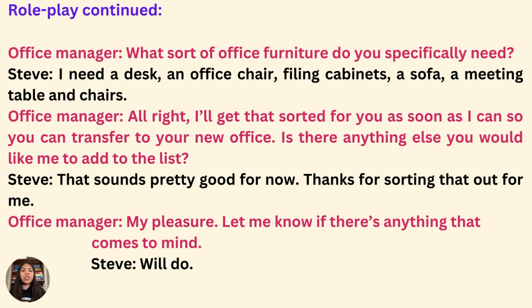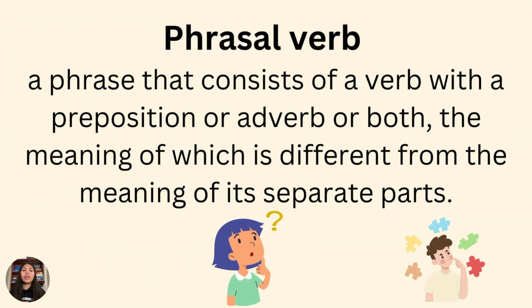What sort of office furniture do you specifically need? I need a desk, an office chair, filing cabinets, a sofa, a meeting table, and chairs. All right, I'll get that sorted for you as soon as I can so you can transfer to your new office. Is there anything else you would like me to add to the list? That sounds pretty good for now. Thanks for sorting that out for me. My pleasure. Let me know if there's anything that comes to mind. Will do. Thank you.